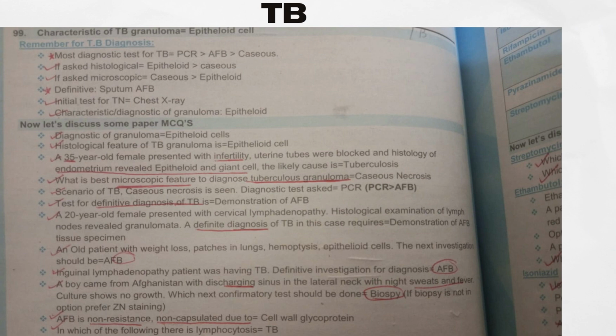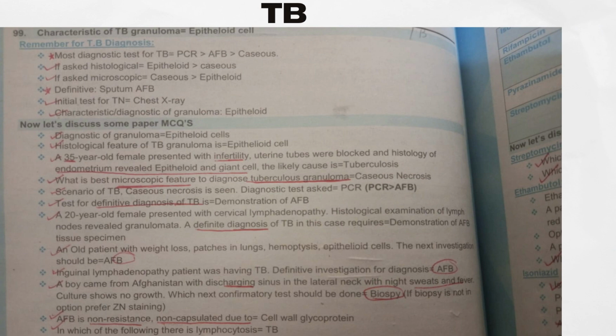Inguinal lymphadenopathy, the patient was having TB. Definitive investigation is going to be AFB. A boy came from Afghanistan with a discharging sinus in the lateral neck, with night sweats and fever. Culture showed no growth. Which next confirmatory test should be done? That is also biopsy. That is going to be biopsy, right? If biopsy is not given, then you're going to say Ziehl-Neelsen staining.